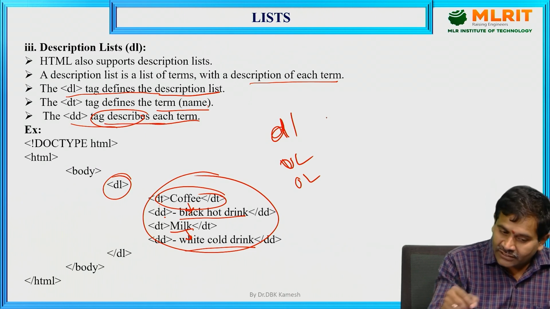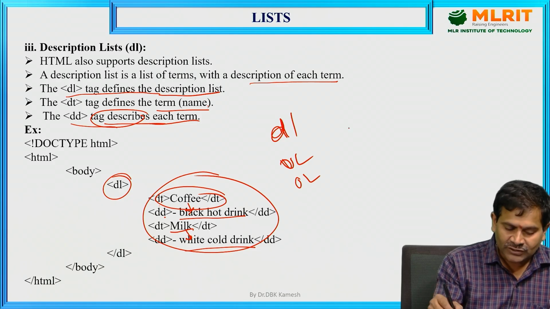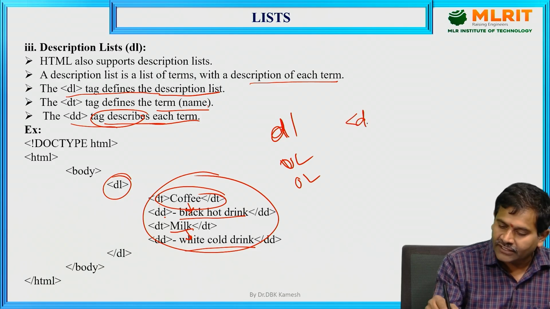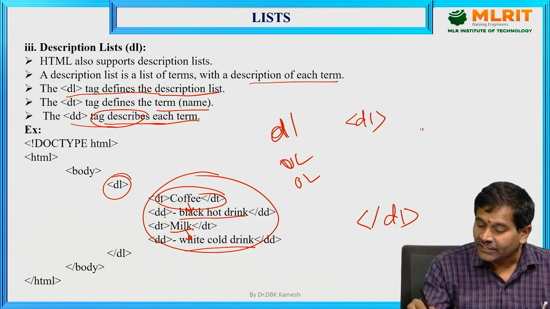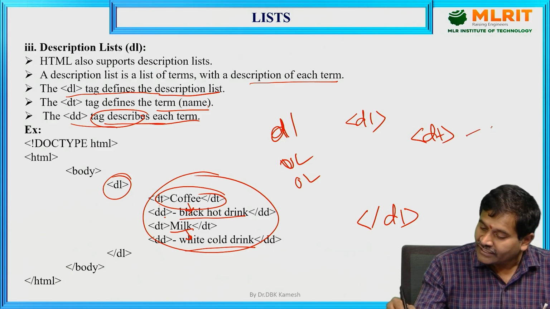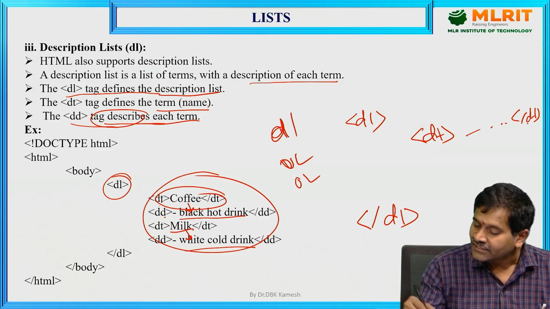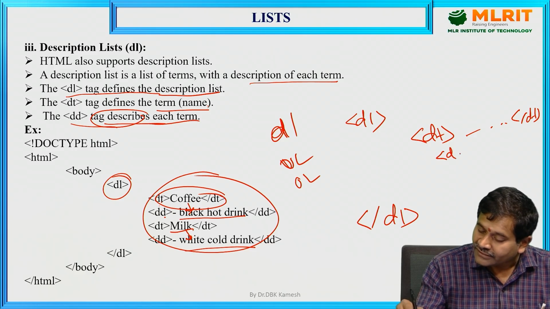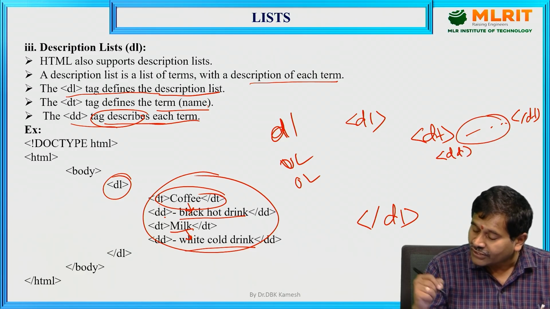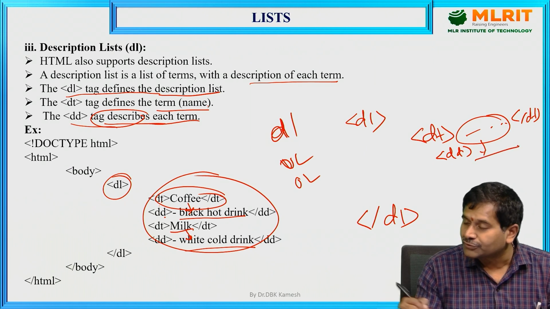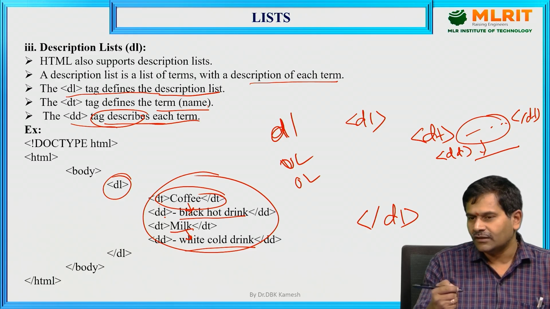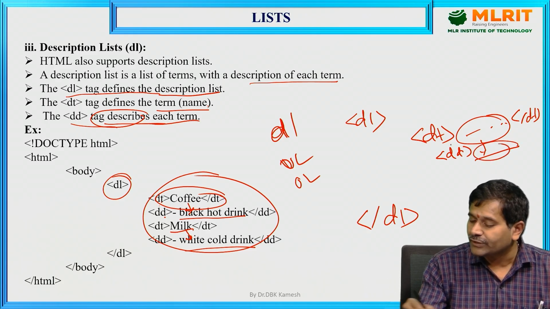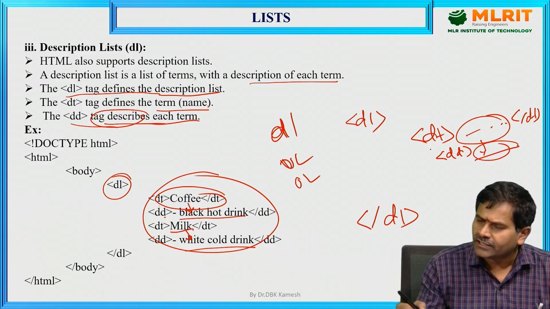So in the description list, the first one is the outer part, where DL starts, and the end tag is DL, description list. Inside, you need to write DT, the description term. We write the content, followed by DD. Whatever content you have given, you need to give its description in this. We can also use any content, like a caption, and write it like this. That is called the description.